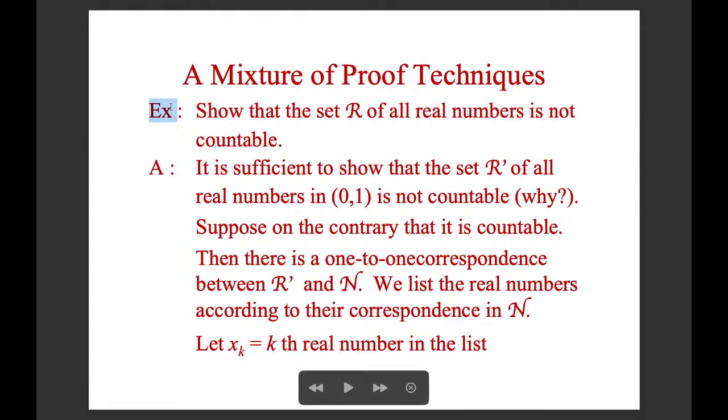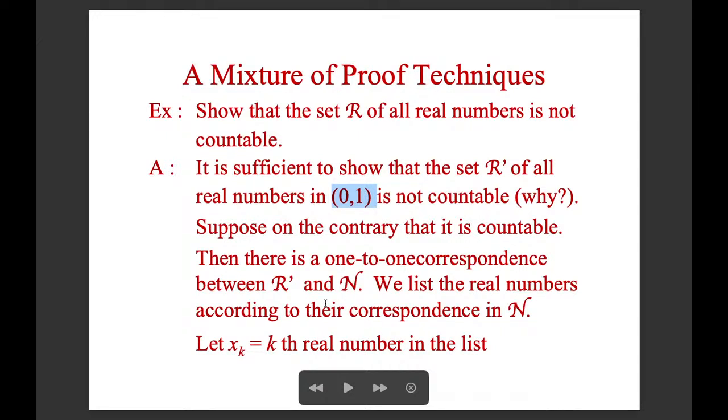In order to show this example, we are now just focusing on all the real numbers between 0 and 1, and we want to show it is not countable. To do so, we are going to show this by contradiction. So assume that, on the contrary, this set of numbers is a countable set. Now, if this set of numbers is countable, we call this set R prime, okay? So there must be a one-to-one correspondence between the numbers inside this set and the integer set.